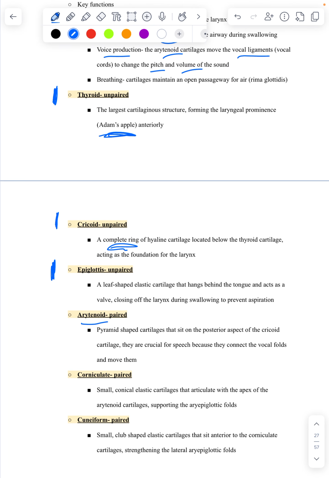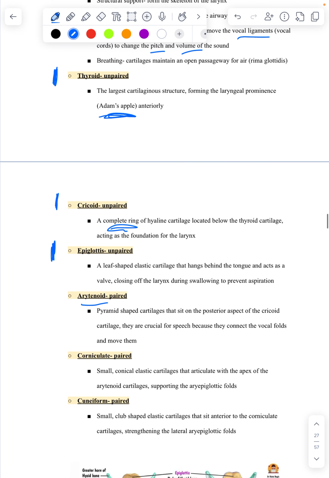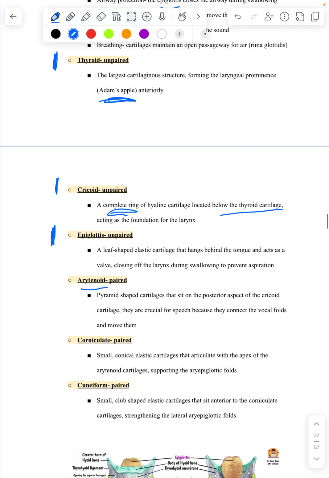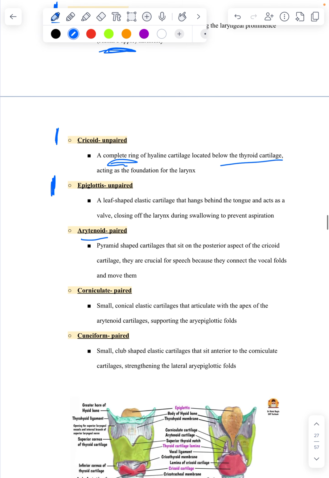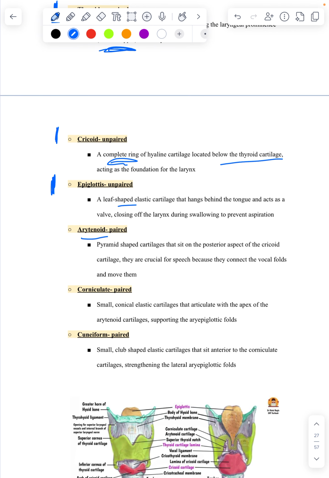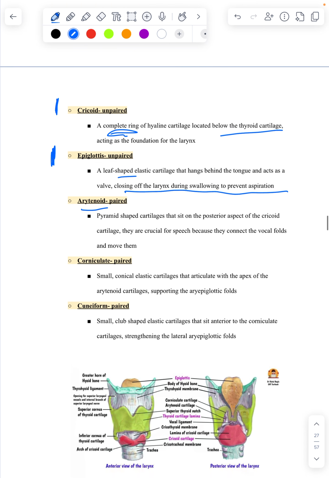Cricoid, we said that's the only complete ring. It's below the thyroid cartilage. Remember, above the cricoid cartilage and below the Adam's apple is where you can do a cricothyrotomy, where if you're trying to create an airway, you'll stab someone there. Then epiglottis, it's a leaf-shaped thing that closes off the larynx when you're swallowing because you don't want to aspirate.